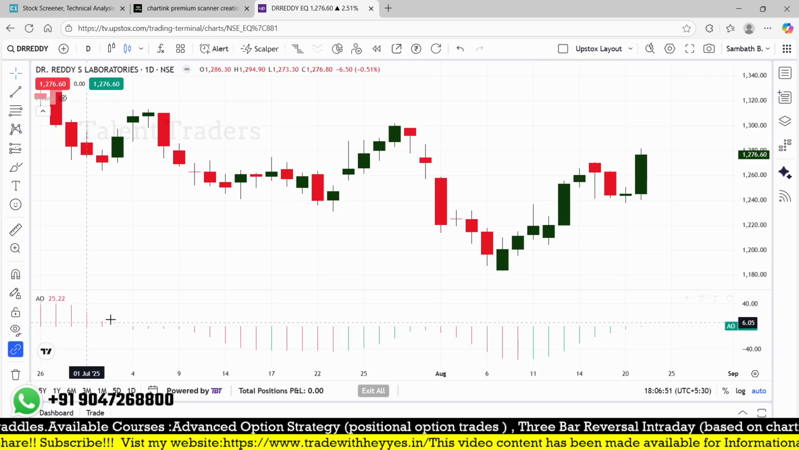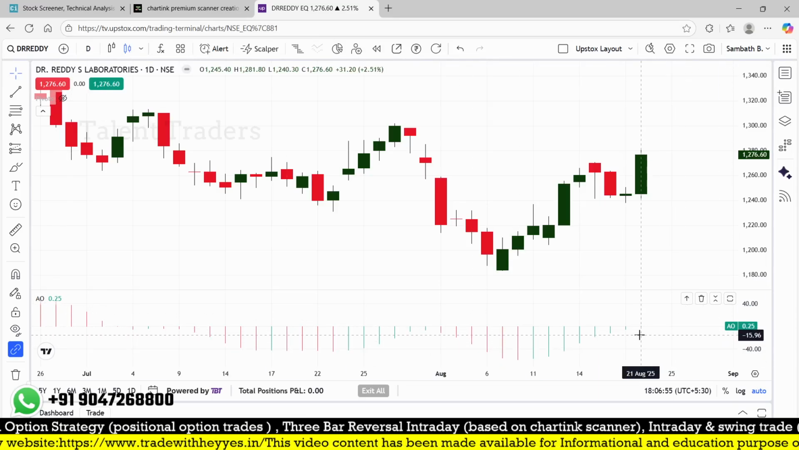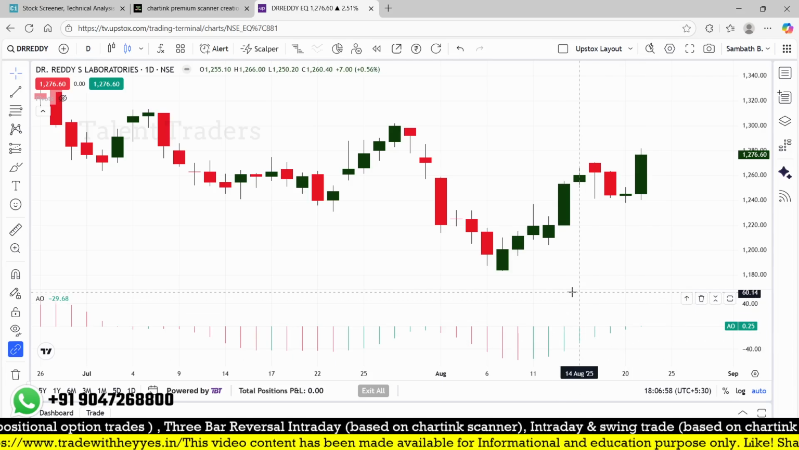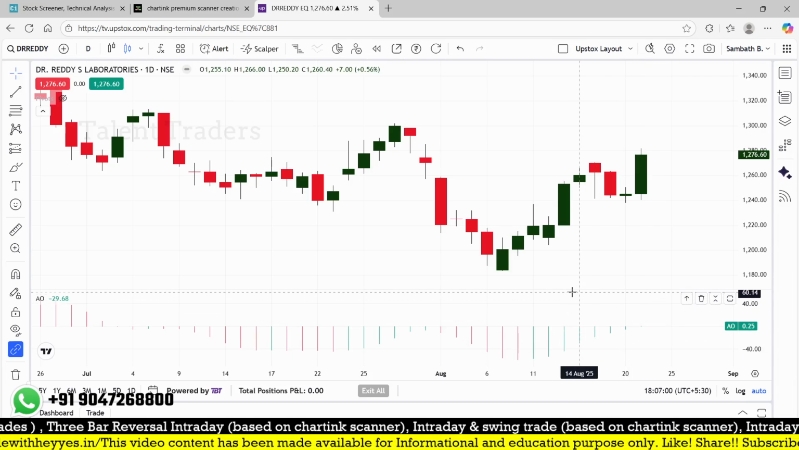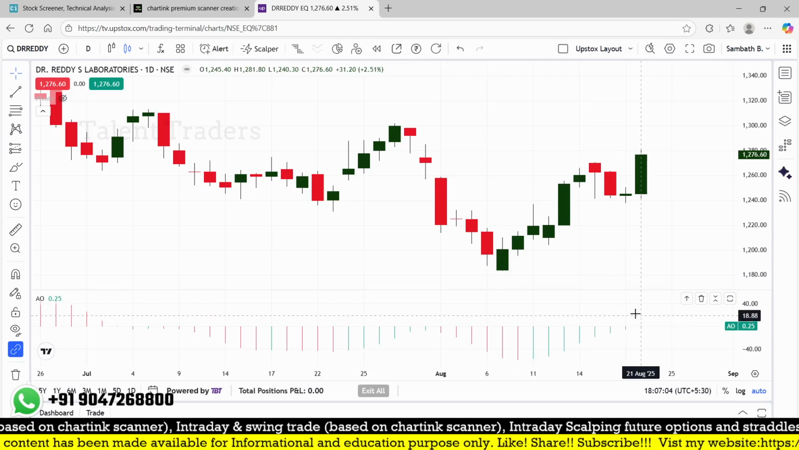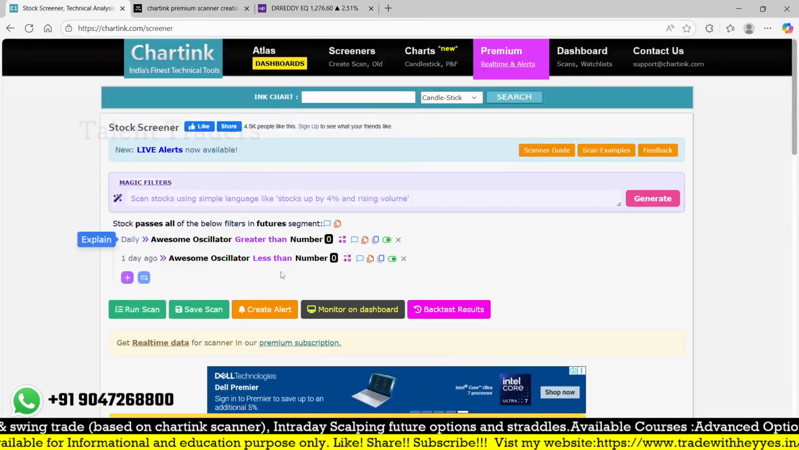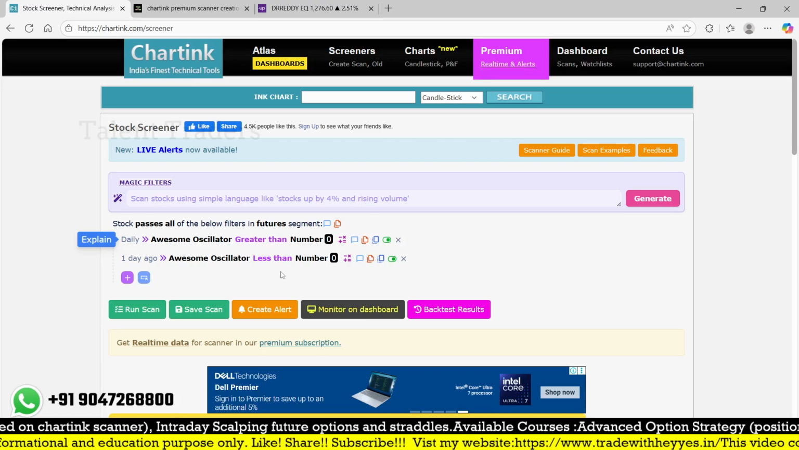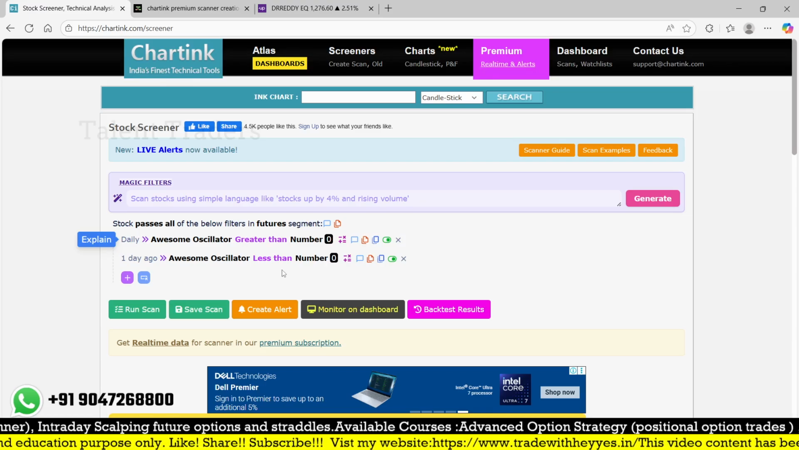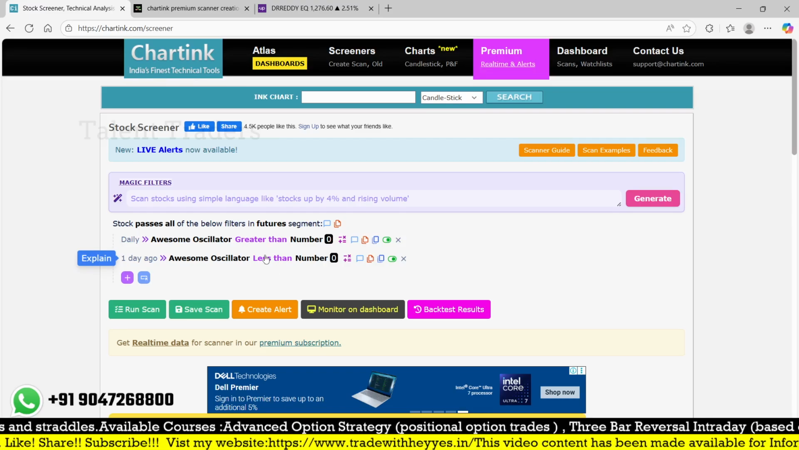Minus 5.10, where you can see that value minus 5.10, and today's value is 0.25 positive. So yesterday the stock's awesome oscillator is less than 0, here is the 0 line, and today it was greater than 0. That is exactly what we are finding out, but by default that is not available in charting, so we need to create it, and after creating that we can use these functions to make scanners.